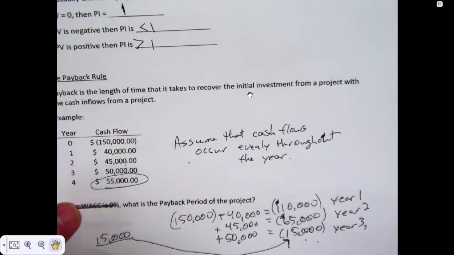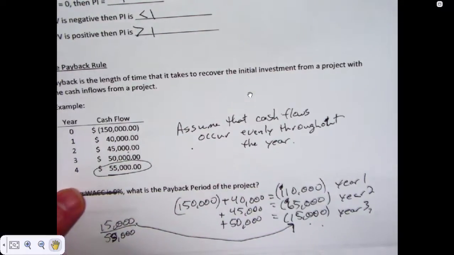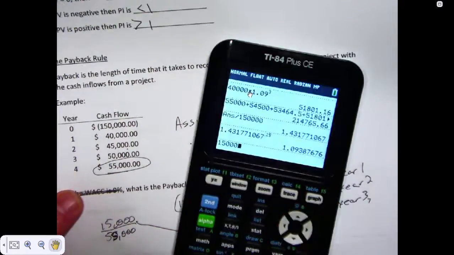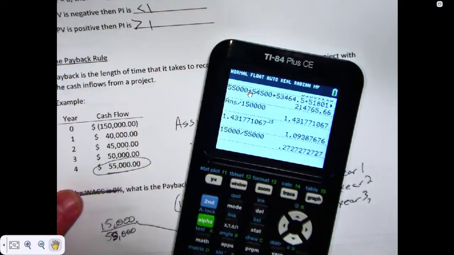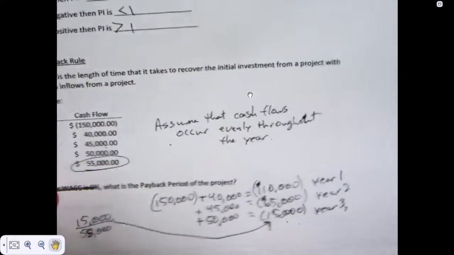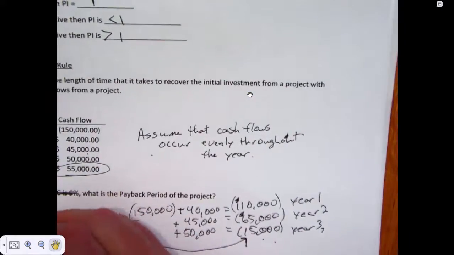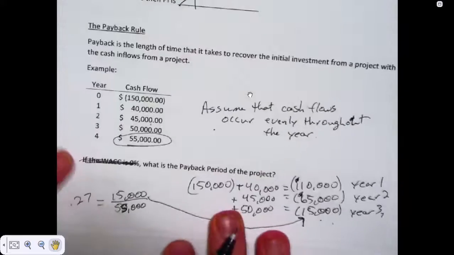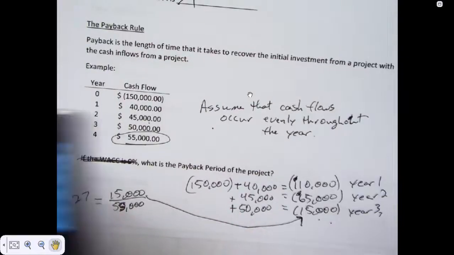So I'm going to do that here. I'm going to take 15,000 divided by 55,000. That gives me 0.272727. Okay. So we're just going to round it to 0.27. So my project pays back in 3.27 years. Okay. So that's our payback period.